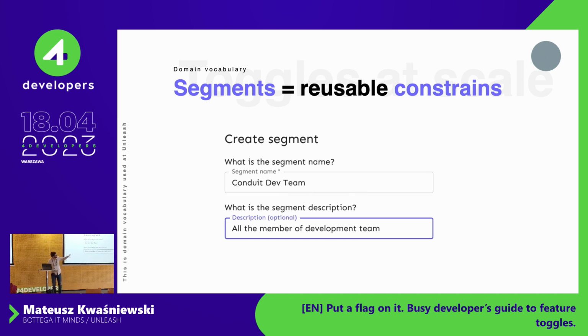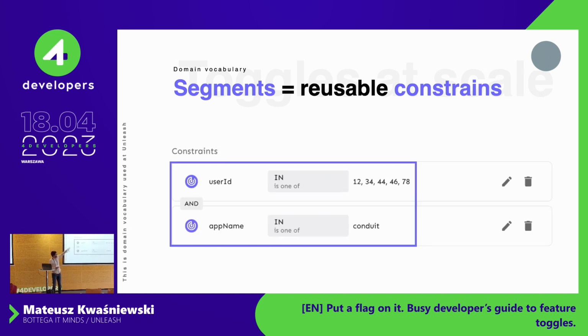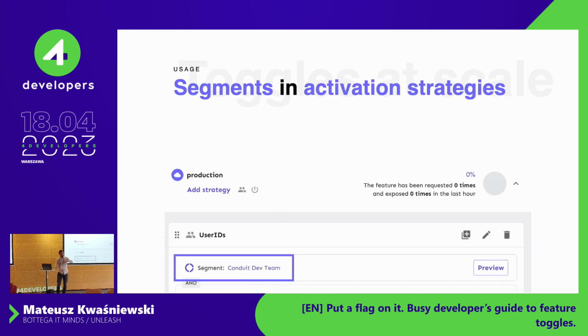So let's create a segment called Conduit Dev Team. This is our development team. And we're going to say, those are the constraints that make up the segment. So whoever is this user in this list working on the application called Conduit, this is our segment. So the next time someone joins or leaves your company, you don't have to update all your feature toggles because you just edit the segment. So it's much more maintainable.